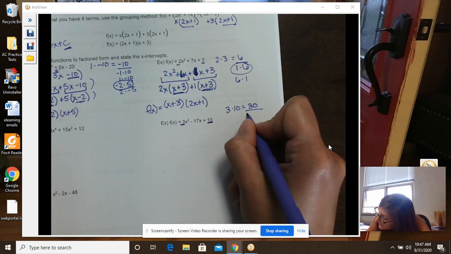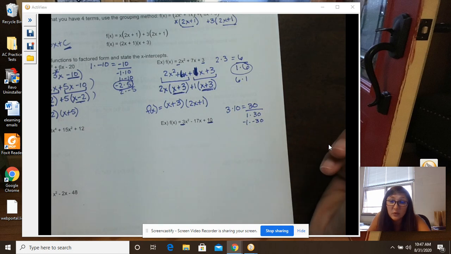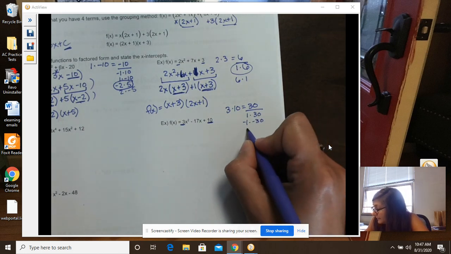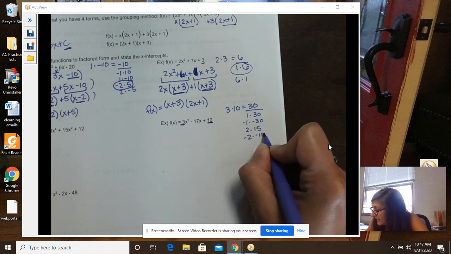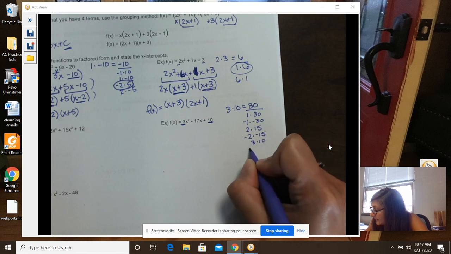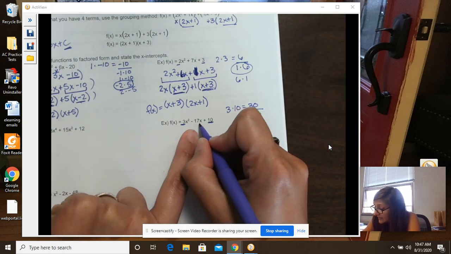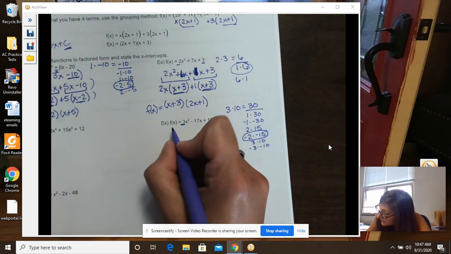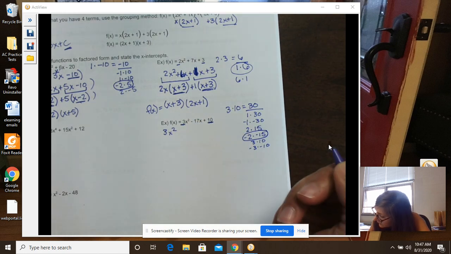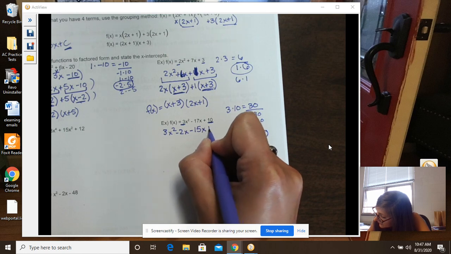Okay, so I'm going to start writing my list. 1 times 30, negative 1 times negative 30. And again, I always go in order so I don't miss stuff. 2 times 15, or negative 2 times negative 15. I would also have 3 times 10, or negative 3 times negative 10. And actually, I'm going to go ahead and stop because we already have the factor pair that we need. We want to add to negative 17. That would be negative 2 and negative 15. Okay? So I'm going to rewrite this as 3x squared minus 2x minus 15x plus 10.